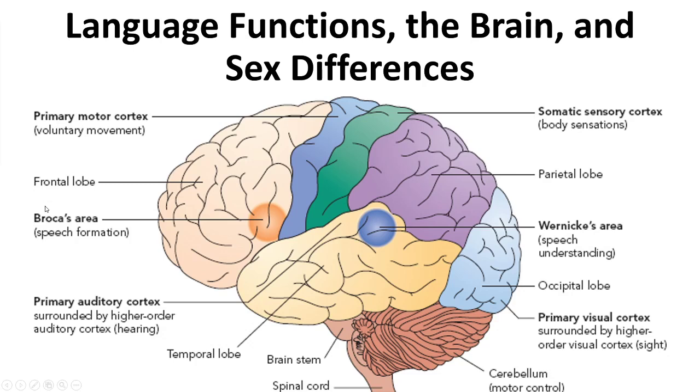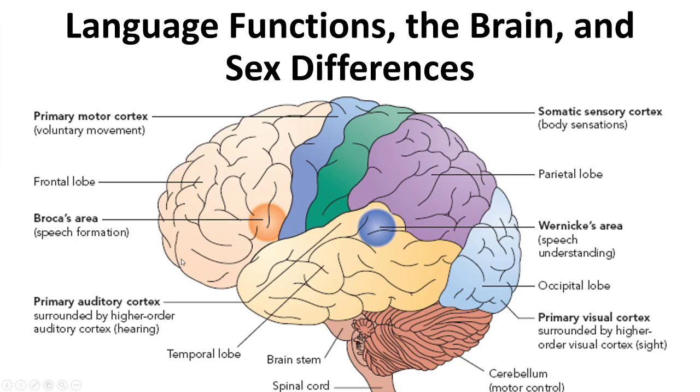So this image here might be familiar to you from back in Psycho 104, where we were talking about all of the different areas of the brain, where our cortexes are, where our different lobes are. And for this diagram, the only part that we really care about are going to be Broca's area and Wernicke's area. So the little orange spot here and the blue spot here. So let's start with Broca's area, the orange one on the front here.